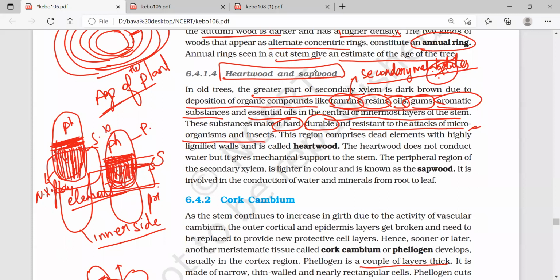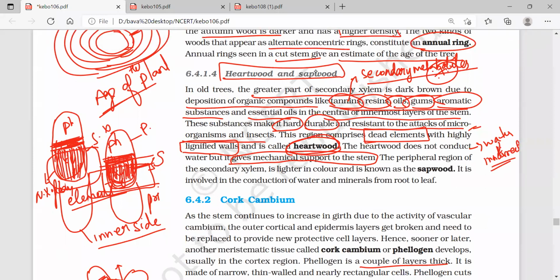We are talking about hardwood. Okay, so the region comprises dead elements. Only dead elements are here, and there are lignified walls. We call this hardwood. Hardwood does not conduct water, but it gives mechanical support to the stem. They will ask this question: hardwood does not conduct water. If it says hardwood conducts water, then the statement is incorrect. It doesn't conduct any water.